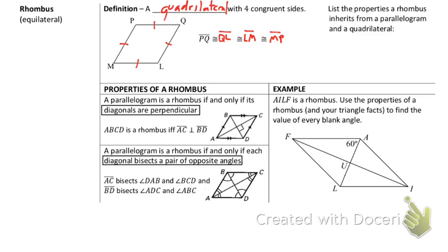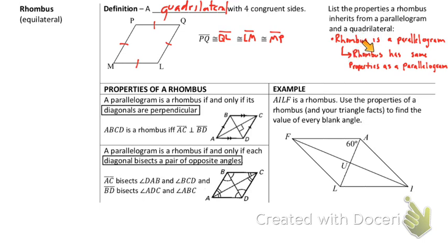So what are the properties? If you notice the Venn diagram that we've been dealing with, a rhombus has the properties of a parallelogram. Okay? Since a rhombus is essentially a parallelogram, a rhombus is going to have all the properties of a parallelogram, plus we are going to add two more. So let's talk about the two new properties.